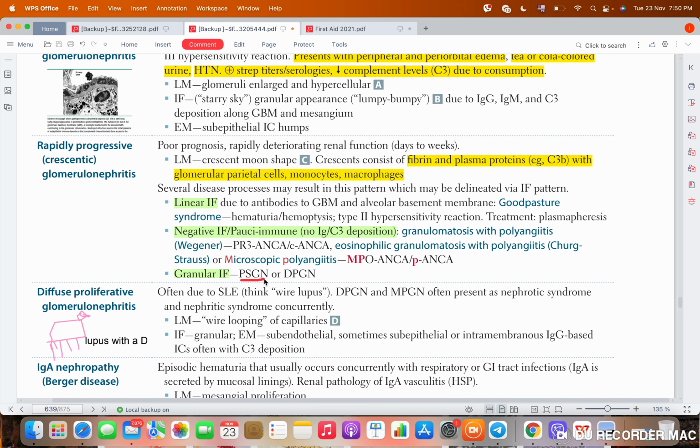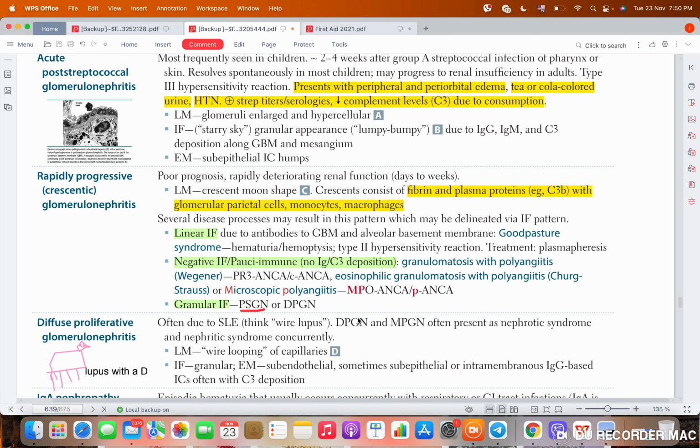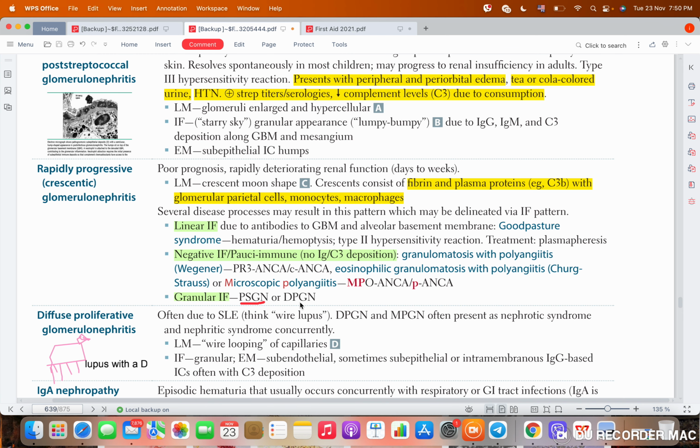So the granular immunofluorescence is in the case of post-streptococcal glomerulonephritis, which we just spoke about, or diffuse proliferative glomerulonephritis, which we are going to speak about in a minute. So in these two cases, you will have a granular deposition. Since you have a granular deposition, which type of hypersensitivity reaction is it? It's type 3, so it's immune complex mediated.